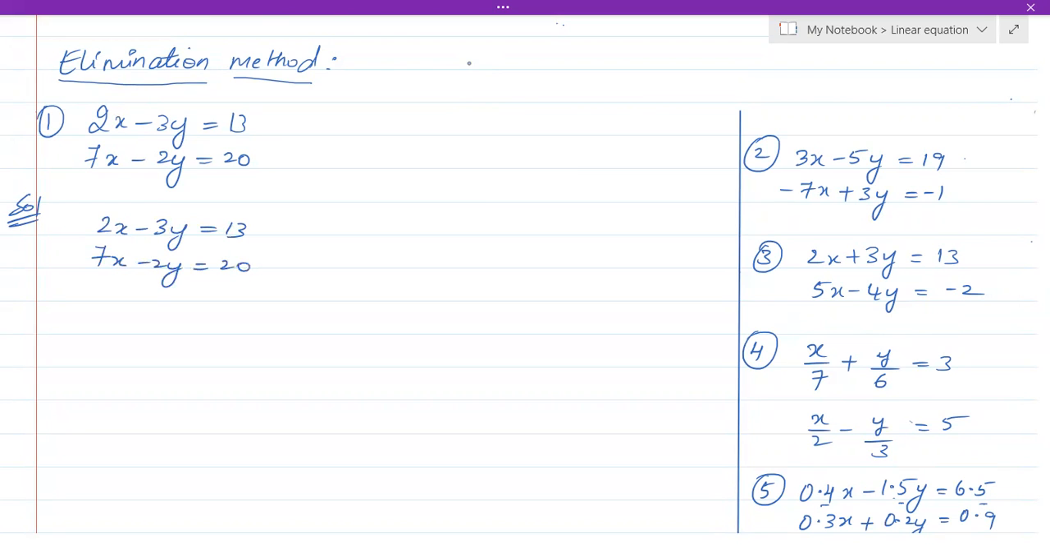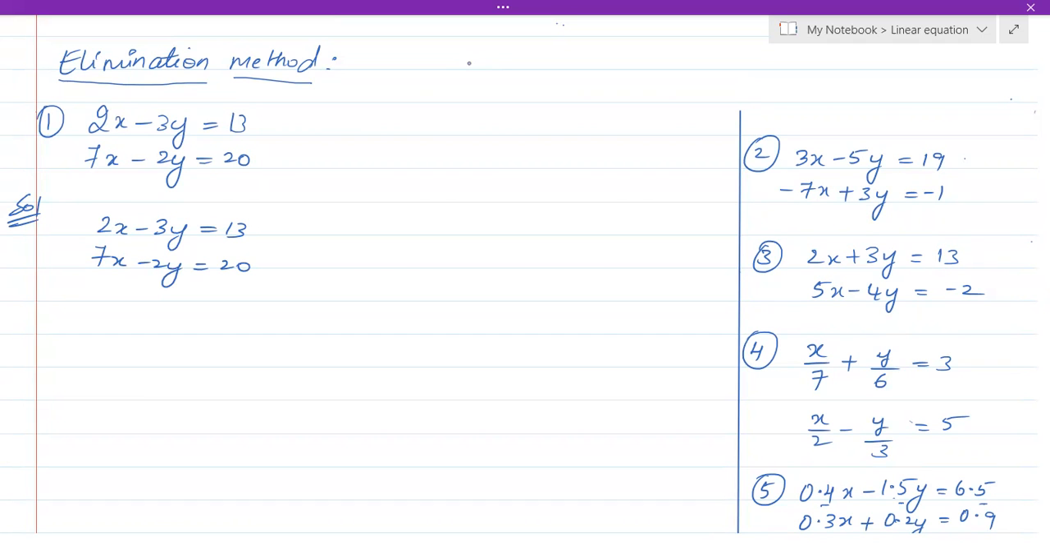Now, what we have to do, the first step, is choose a variable that we are going to eliminate. You have to choose x or y to eliminate. Let me eliminate x. I'm choosing to eliminate x. It's your wish, x or y, anything is fine. Now, we have selected x, so we are going to eliminate x.